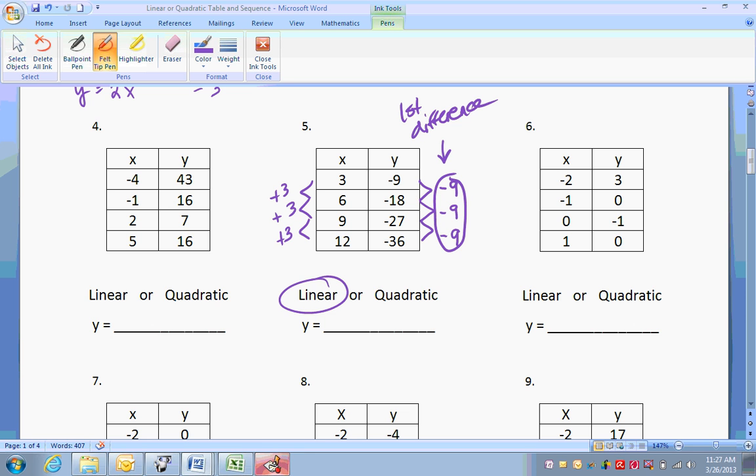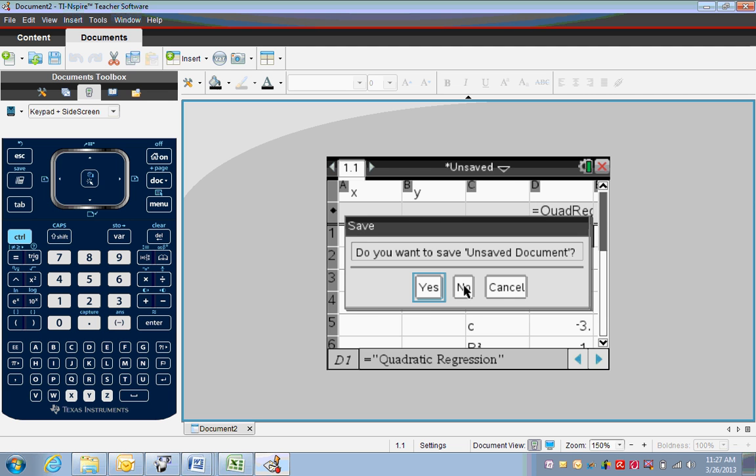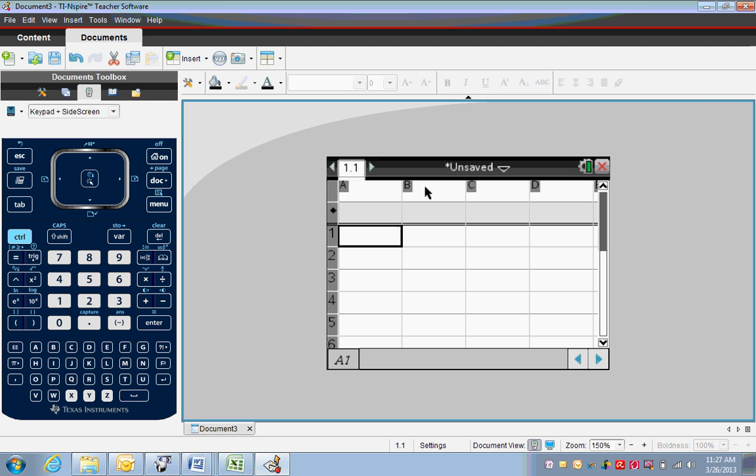Okay, so we can go to our calculator again and enter in our data. So I'm going to go to a new document. Whenever they ask you to save, you say no. You go to add list and spreadsheets. And then in our A box we put X. In our B box we put Y. And then we enter our data 3, 6, 9, and 12. And then we put in negative 9, negative 18, negative 27, and negative 36.